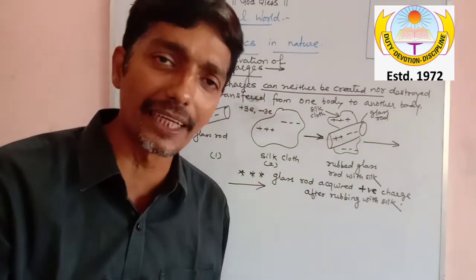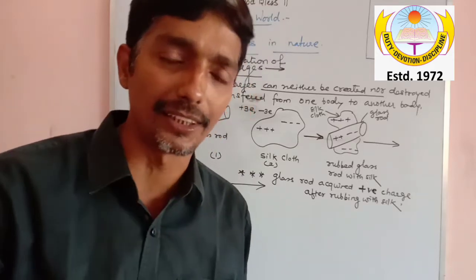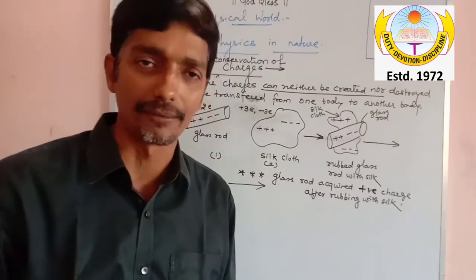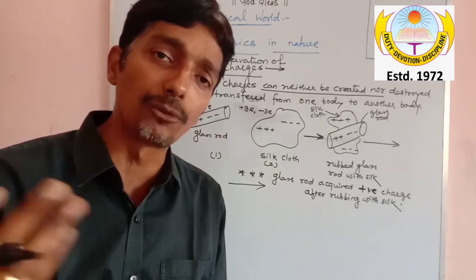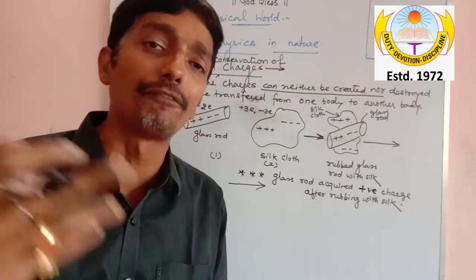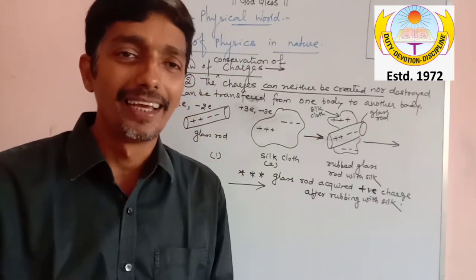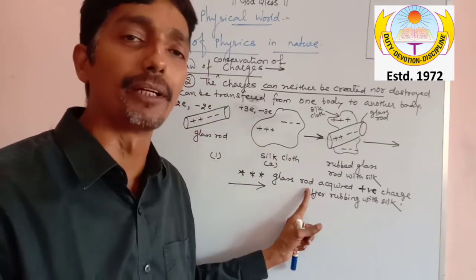If it is a plastic rod or an ebonite rod, it acquires negative charge. This you studied in class 7th or 8th also. Okay, if a plastic or ebonite rod is rubbed with wool or fur, it acquires negative charge. The rod acquires negative, and wool and fur acquire positive. Here, the glass rod acquired positive charge after rubbing with silk.